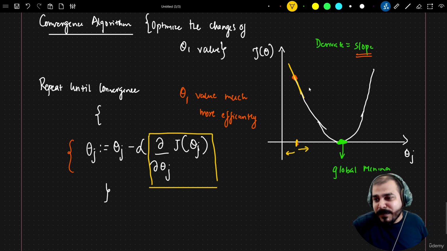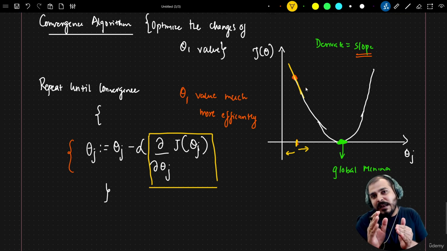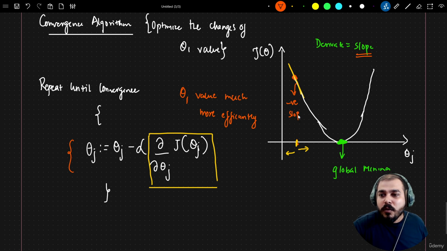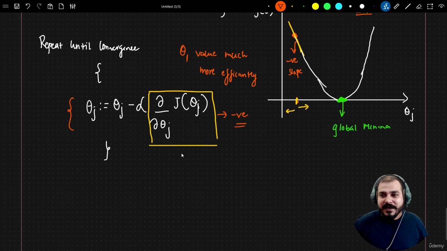Now in this particular case, at this point, if I really need to understand whether this is a positive or negative slope, just see the right part of the line. The right part of the line is facing downwards. If it is facing downwards, we will say this is a negative slope. Now, when we say negative slope, that basically means whenever we try to find the derivative, this value is going to be negative.